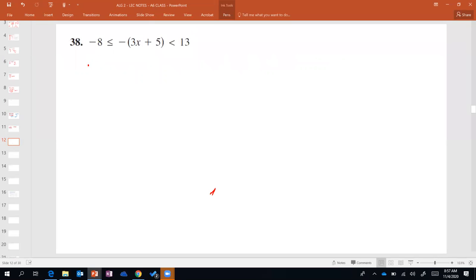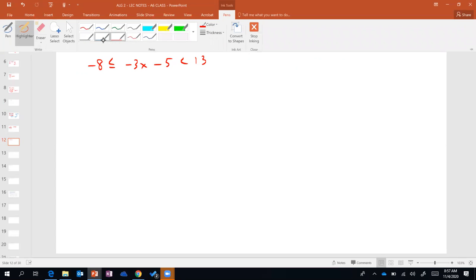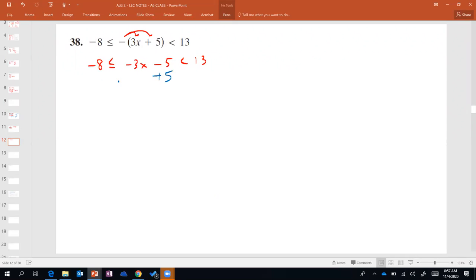She's ahead of herself here. So distributing the negative. Negative 3x. Distributing the negative over here. Minus 5. Good. Step 1 is done. And Maddie said step 2 is add 5 to all sides here. So negative 3 on this side, negative 3x in the middle, and an 18 over here.